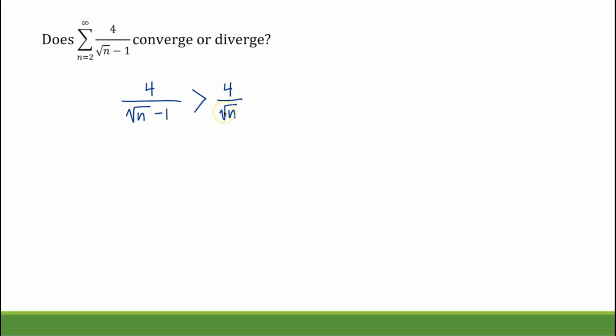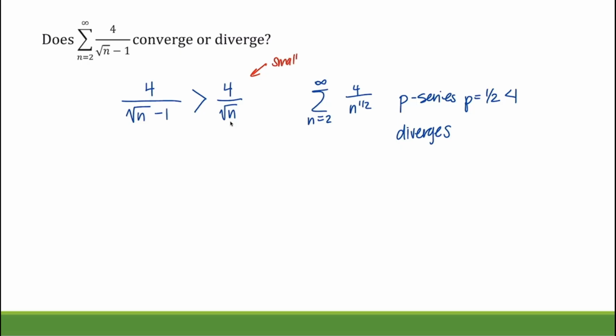And now what do we know about the sum of n equals 2 to infinity of 4 over n to the 1/2? Well, this is essentially a p-series, and p is equal to 1/2, which is less than 1. So this is divergent, right? So this diverges. And now the question is, is this helpful then? The one that we have here is going to end up being smaller and diverges. So yes, this is the helpful case.